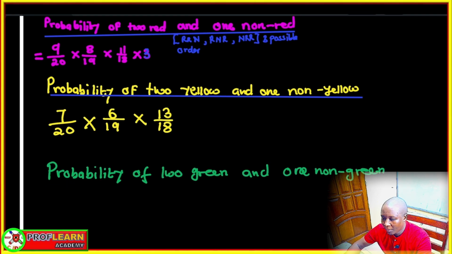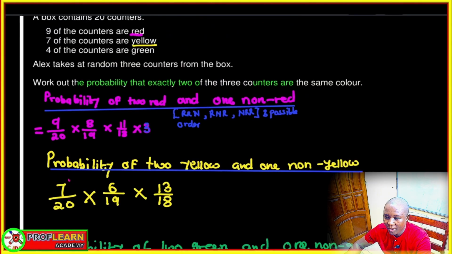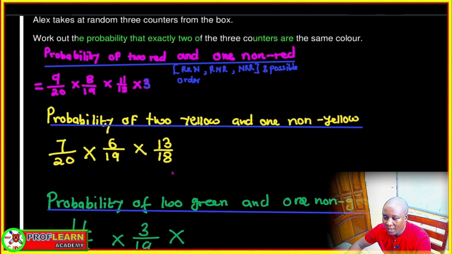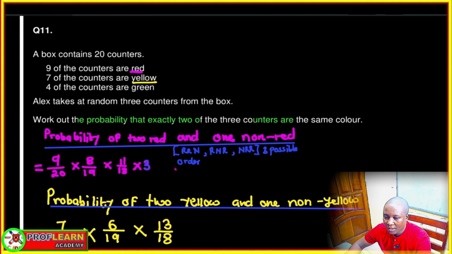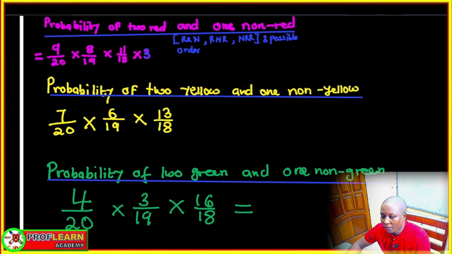For green, we have 4 of them. So we say 4 over 20 times 3 over 19 times, for the non-greens, the reds and the yellows: 9 plus 7 is 16. So times 16 over 18. And each of these that we have here, we shall multiply by 3.